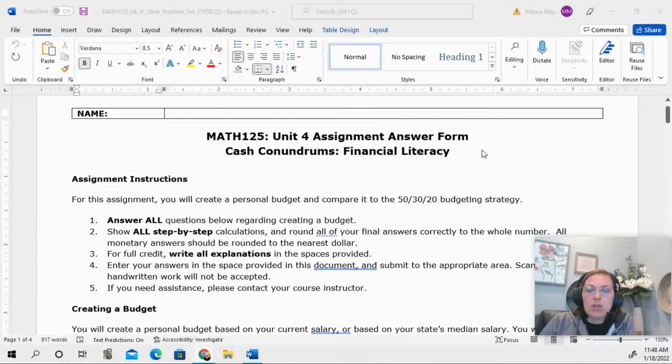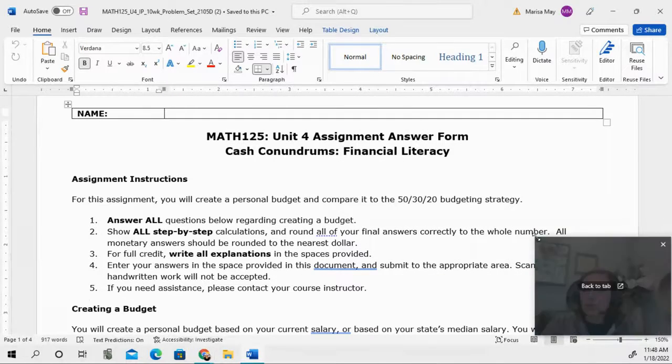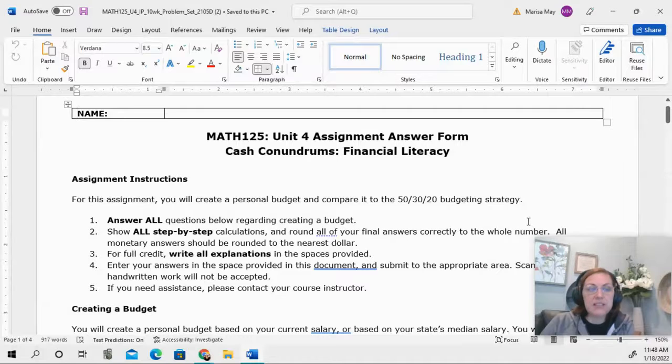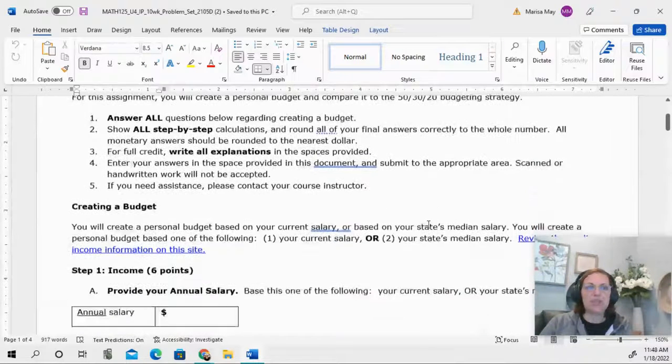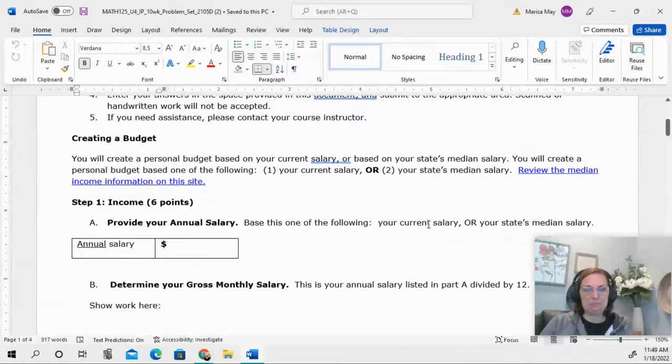You want to make sure that you're rounding all of your final answers to the correct whole number. That's important. And we want to write out our explanation so that it's really easy to understand. I'll try to show this as I go along in the example. So let's scroll down to get started on step number 1.